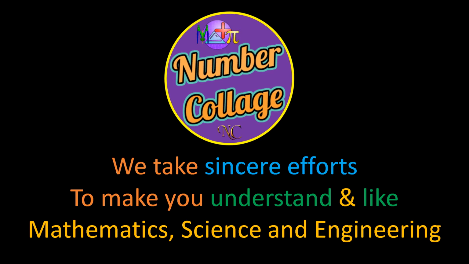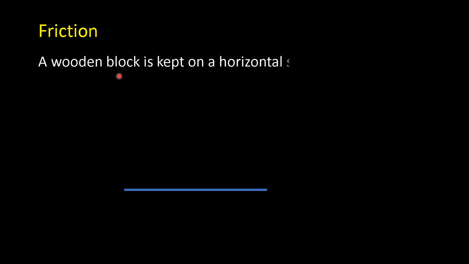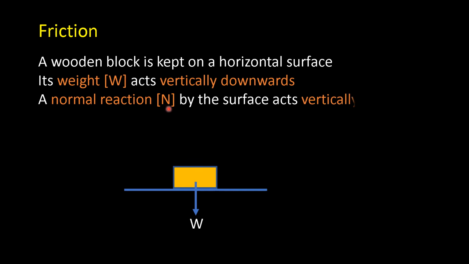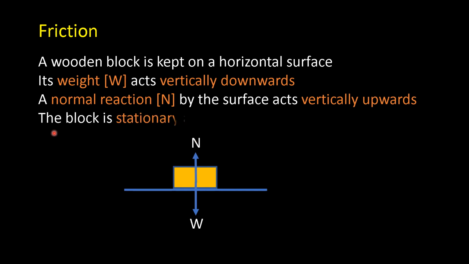In this video, we will understand the concept of friction. A wooden block is kept on a horizontal surface. Its weight W acts vertically downwards. A normal reaction N by the surface acts vertically upwards. The block is stationary as there is no external force on it.